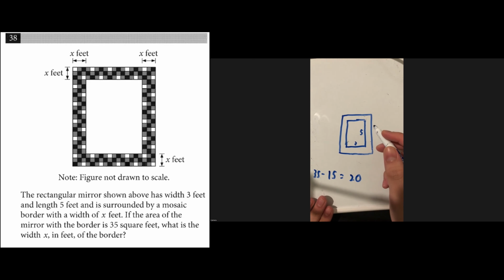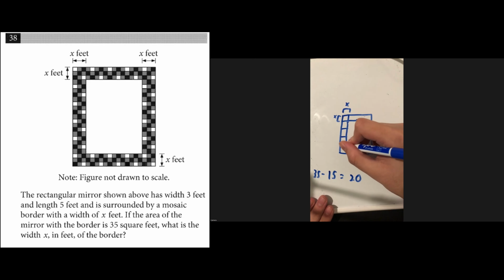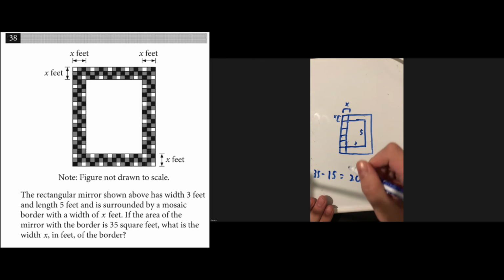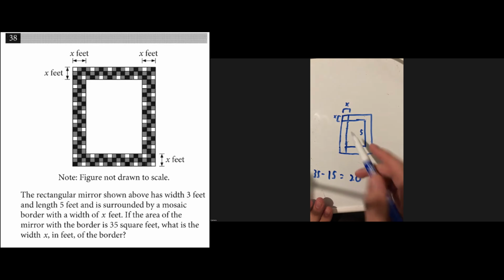Now we just need to find out how many subsections there are in the border. And so we know that this is x feet and this is also x feet. So since that's the case, we can actually subdivide it up really easily, like so. Once you subdivide it because of the tiles that there are, this cube would be x squared, and so you can keep doing it across the entire thing because all the side lengths are equal to x.